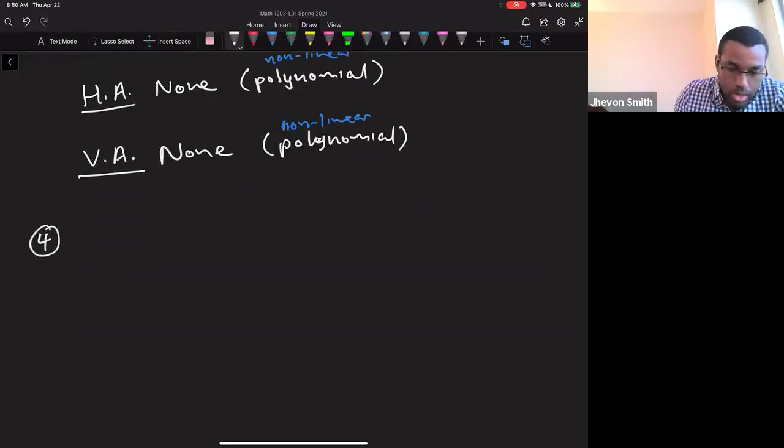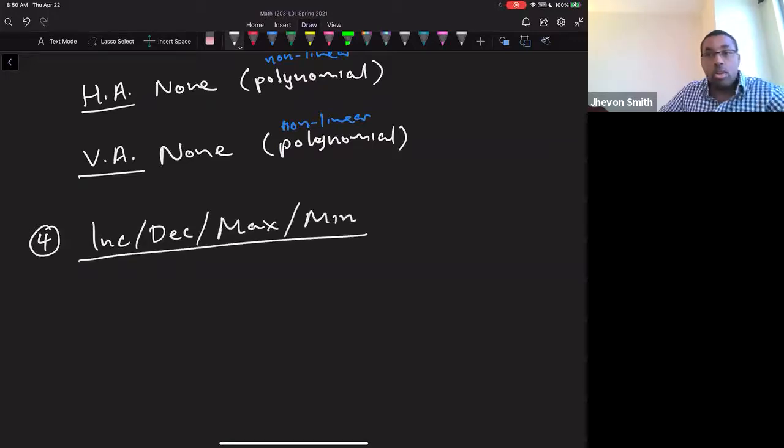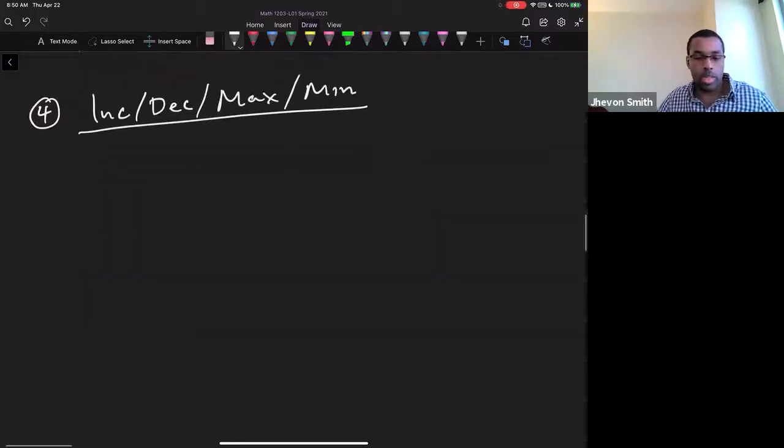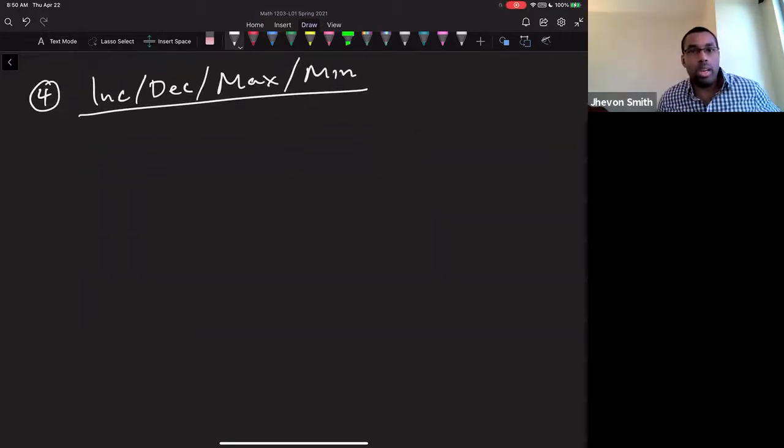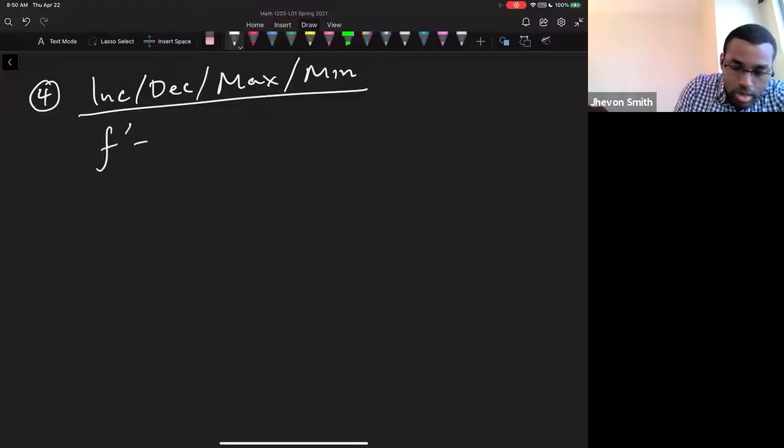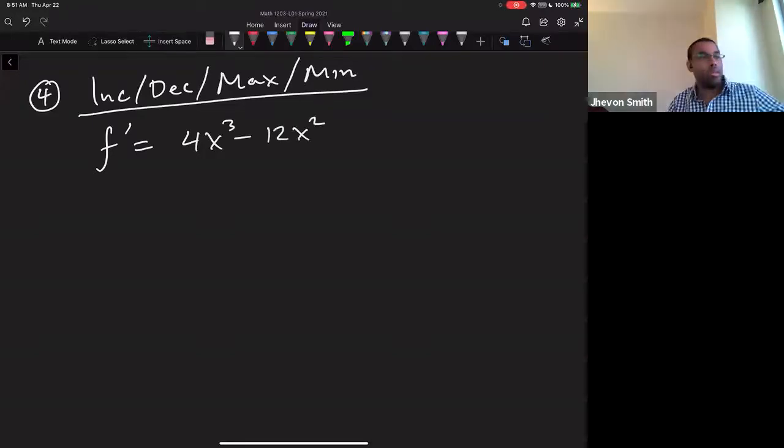So here we're going to do where it's increasing, decreasing, maximums, and minimums. And here we're usually referring to local maximums and minimums, because usually I won't restrict you to some interval when curve sketching. So how do we find maximums and minimums and increasing and decreasing? You use the first derivative test, which means you're going to need the first derivative. The first derivative is the derivative of x to the fourth minus 4x cubed. It's very easy with the power rule. So it's going to be 4x cubed minus 12x squared. Okay, so that's the derivative.